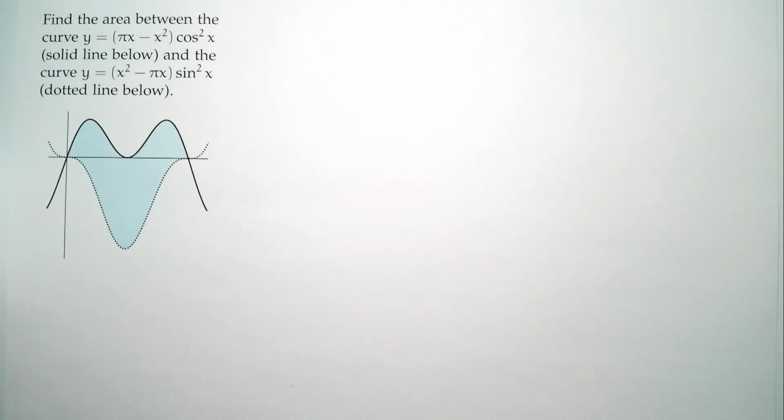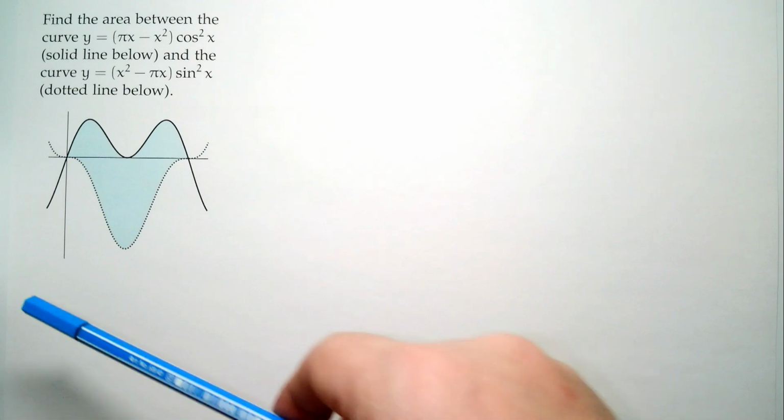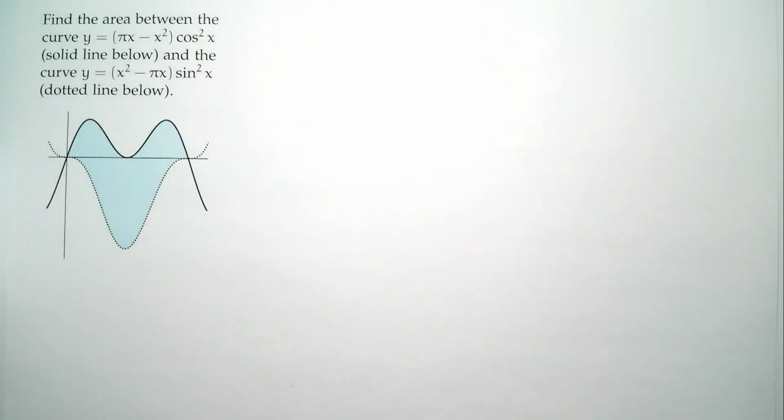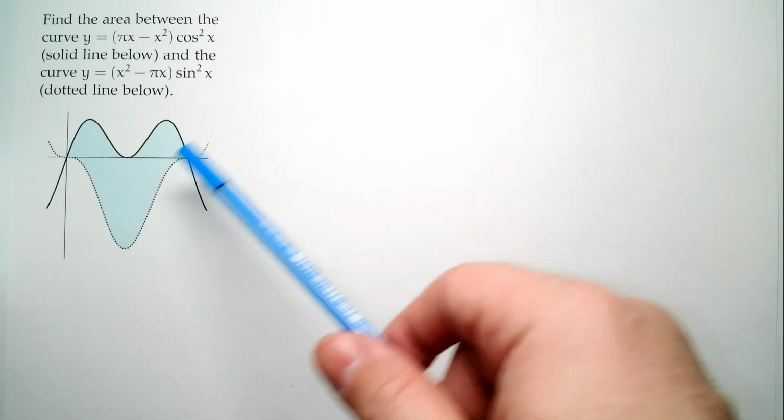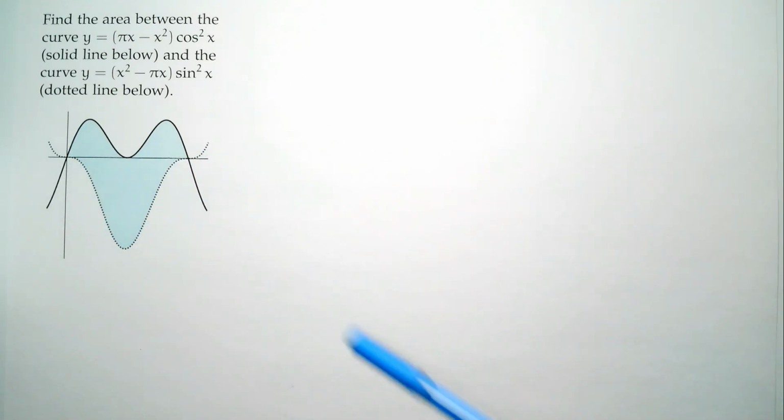Find the area between the curve y equals pi x minus x squared times cosine squared x, the solid line below, and the curve y equals x squared minus pi x times sine squared x, the dotted line below. Now, at first glance, this comes across as, how are we going to do this? Because we've only learned a few things.